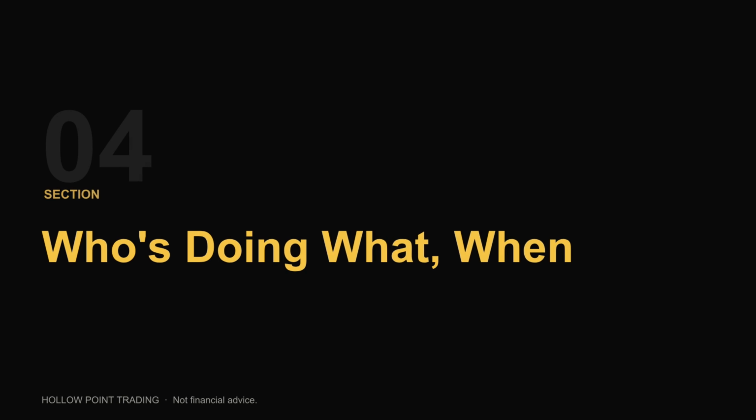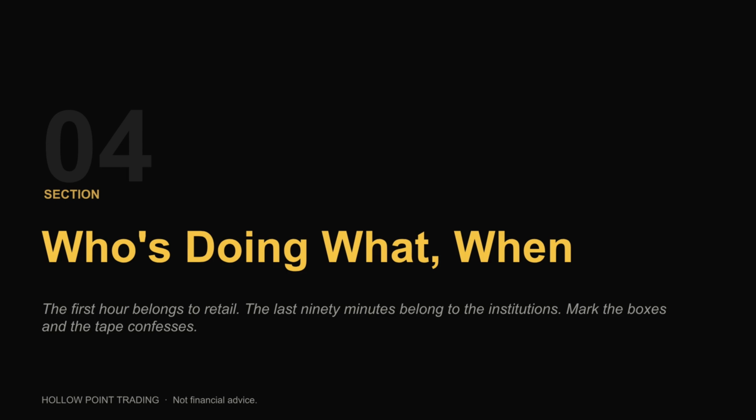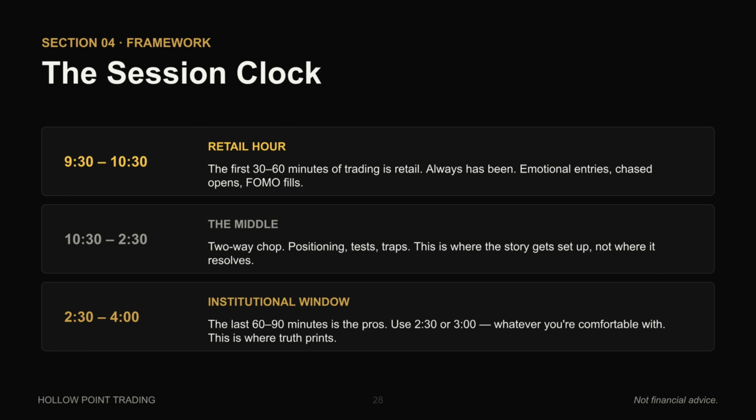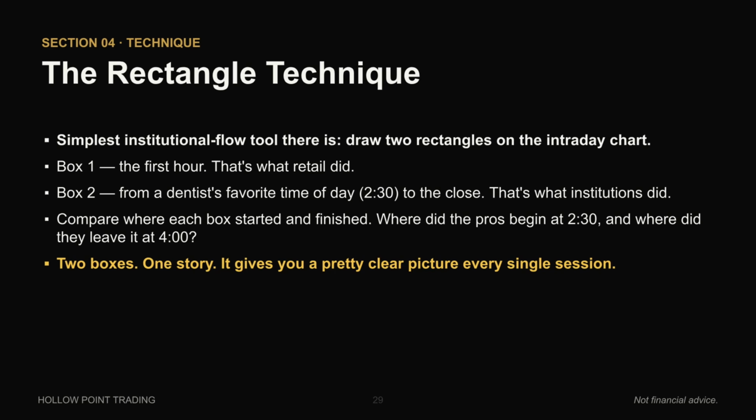To understand the market better, we break the session into distinct time windows. The first hour is typically dominated by retail, while the final 90 minutes reveal the true institutional intent. During the retail hour, we often see emotional entries. The middle of the session is usually two-way chop, setting the stage, while the institutional window at the end determines the trend. Using the rectangle technique, comparing the price boxes of the first hour and the final session hour allows you to visualize what both retail and institutions are actually doing with their capital.